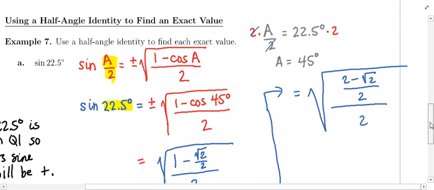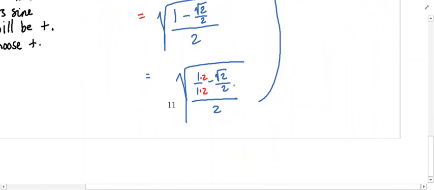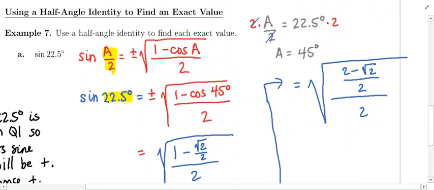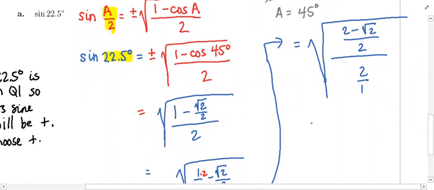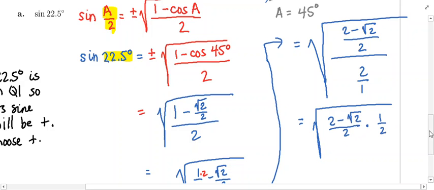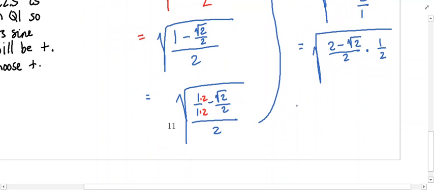All I've done is go to the numerator under the radical and get a common denominator. But remember, the denominator is also a fraction. This is 2 over 1. So I'm dividing fractions underneath the square root. All I have to do is change division to multiplication and flip the bottom fraction. So this is going to be 2 minus the square root of 2 over 2, times 1 over 2. Now we can multiply the fractions underneath.